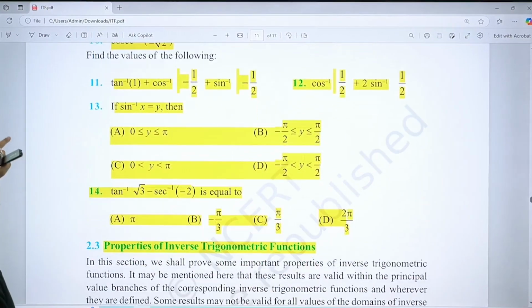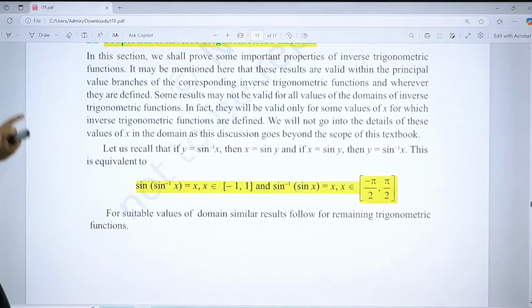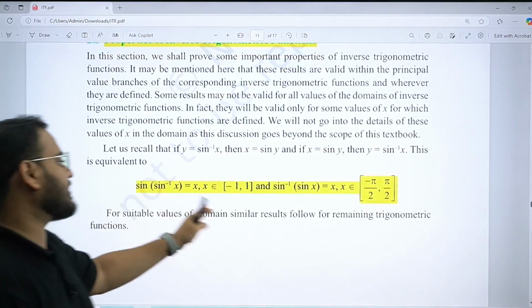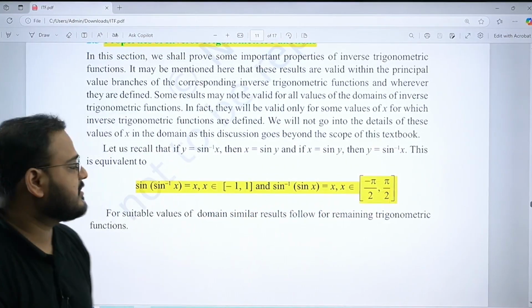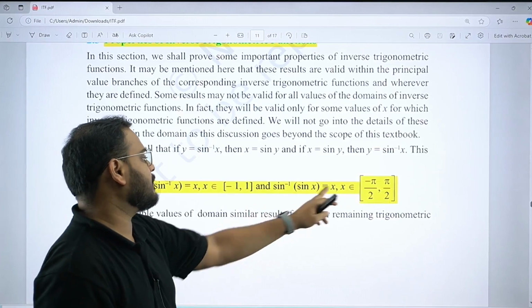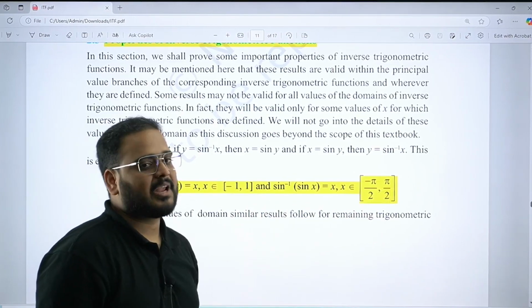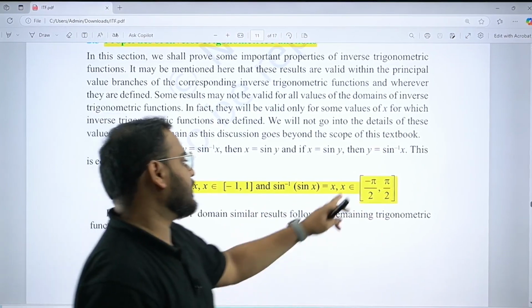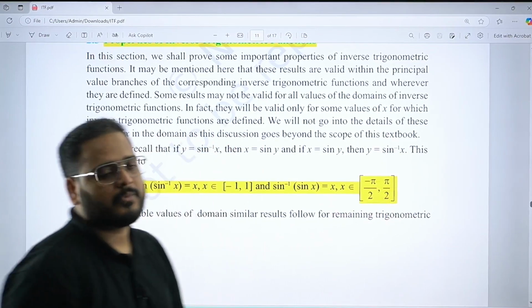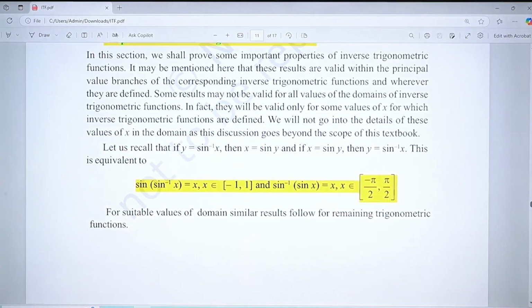From NCERT, properties. What are the properties involved in trigonometric functions? Sine inverse of sine x in the given domain and range becomes simply x. In this, x is from where to where? The restricted part, minus pi by 2 to pi by 2. Let's move on now.